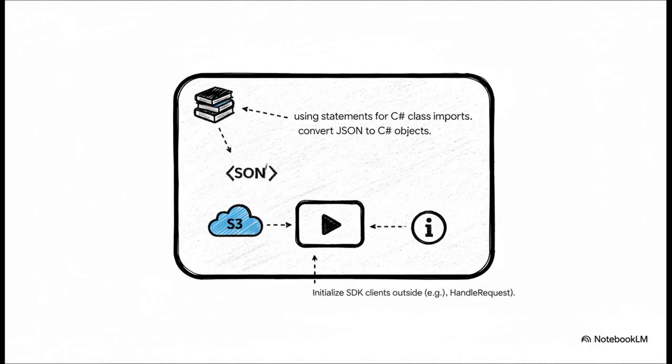So let's break down what a handler actually looks like. Up top, you've got your usual using statements. Then, you see this LambdaSerializer attribute, super important. That's what turns the incoming JSON event into real C# objects for you automatically. Then you've got your class. And look here, notice how the S3 client is created outside the handler method? That's a huge performance tip. It means it gets reused across invocations. Finally, you have the handler method itself, HandleRequest, which gets the event data and this ILambdaContext object, which is full of handy runtime info.